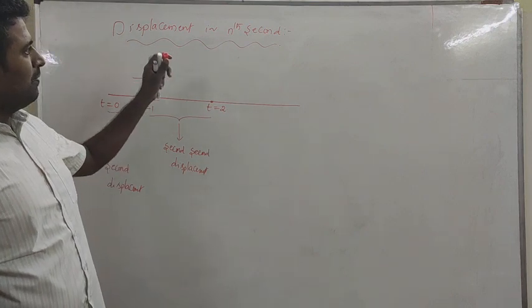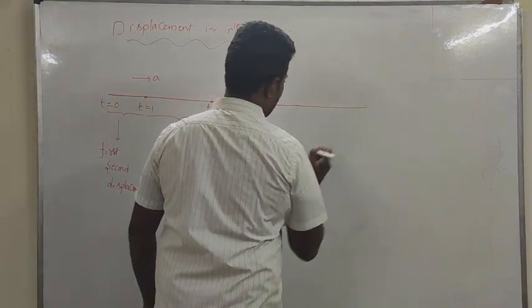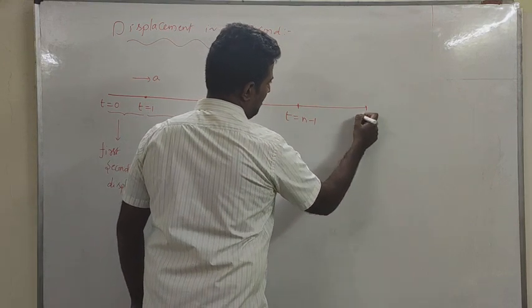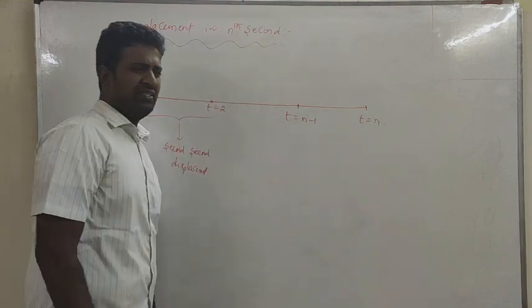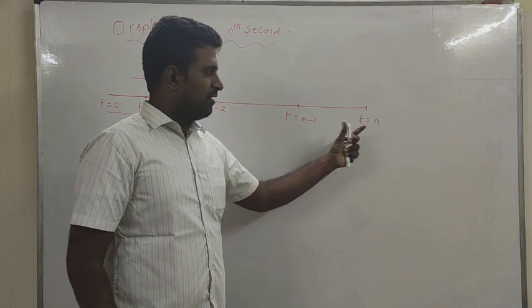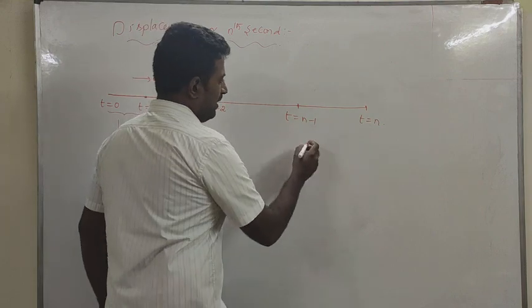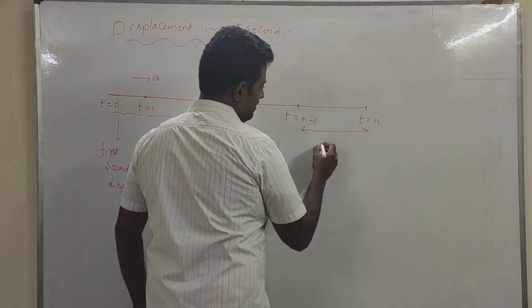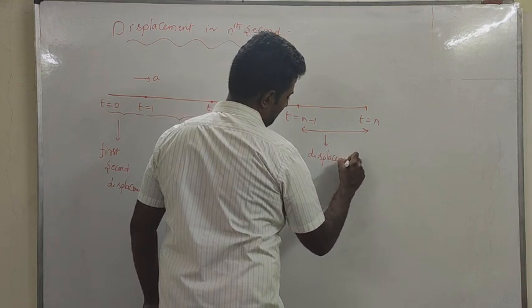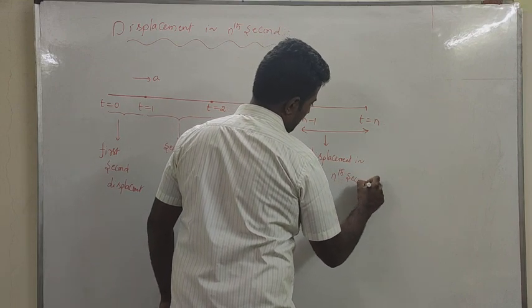Now, I want to learn about displacement in nth second. What do you mean by nth second? Nth second lies in between t equal to n minus 1 and t equal to n. Whichever second lies in between t equal to n minus 1 and t equal to n, this span of time is known as nth second. I want to calculate this displacement, the displacement in nth second. Our target is to calculate this.